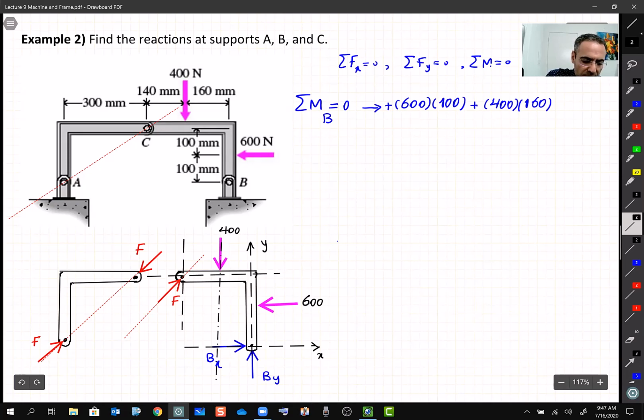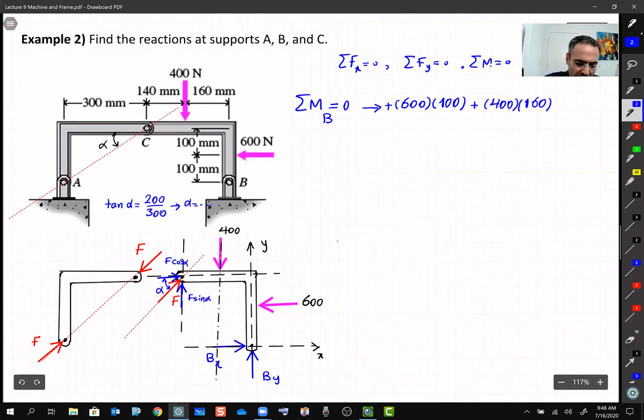In that sense, let's call this angle alpha, like here. I can find alpha, right? If I write it down over here, tangent alpha is equal to 200 divided by 300. So from here, I can find alpha. I'll let you find it. If that's alpha, then this angle also is alpha. And simply, the components of this load are going to be F cosine alpha and F sine alpha, right? And we have alpha. So now it's easier to take moment about point B by these 2 loads. Let's continue.